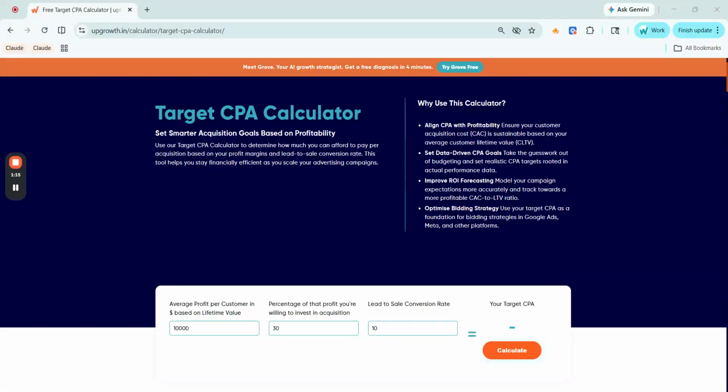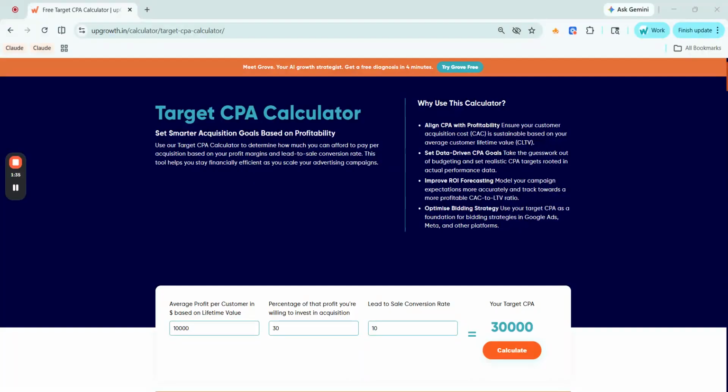So I've entered 30%, and lead to sale conversion rate. This is the percentage of leads your sales process converts into paying customers. So I've entered 10% there. Now let's hit calculate. So here the target CPA is around 30,000.